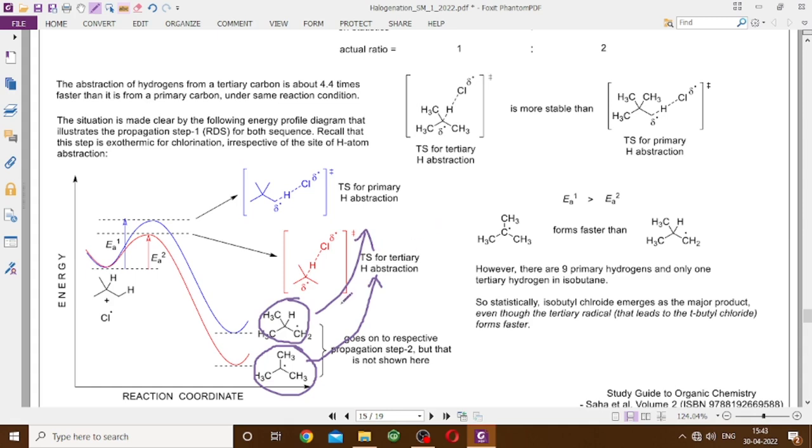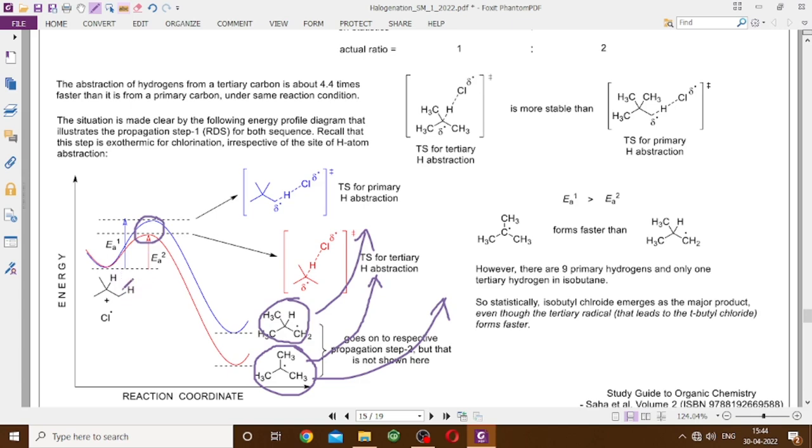Now you can say that if this is forming at a faster rate, then should it not lead to the major product? But statistics does play a role. The reactivity difference between these two hydrogen abstraction is guided by the energy difference of this thing. If this energy difference is very large, then this will definitely emerge as the major product. But this energy difference is not that large here, because the number of the primary hydrogen is so much more, 9:1. এটা 9টা হাইড্রোজেন আছে, এটা একটা হাইড্রোজেন আছে.